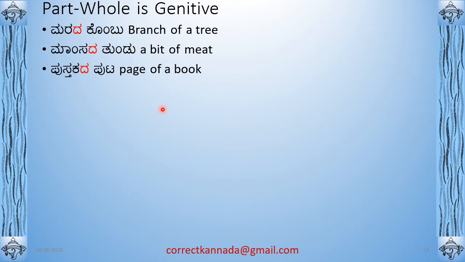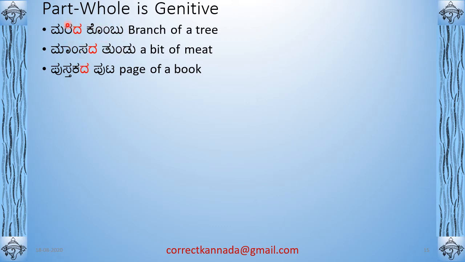Part and whole in genitive. Marada kombu, the branch of a tree. Here you have to use genitive. Mara is tree, kombu is branch. Then mamsada tundu. Mamsa means meat, tundu means a piece of meat. Pustakada putta means page of a book. So all this is in genitive case.